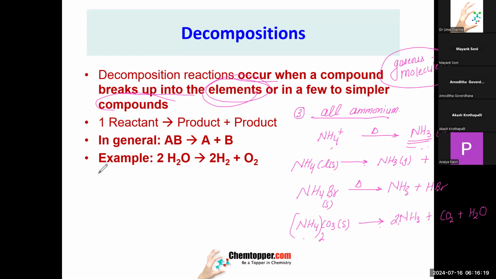Yes. Then fourth category, chlorates. Chlorates, perchlorates, they are rich in oxygen, very rich. So chlorates, they give O2 gas on heating. Very popular reaction, KClO3.